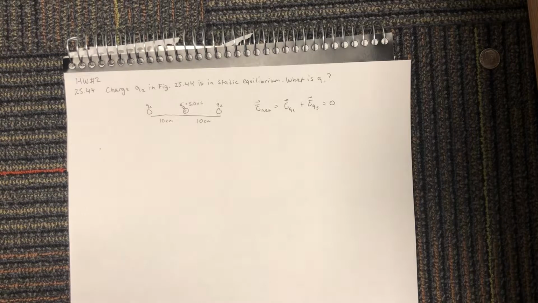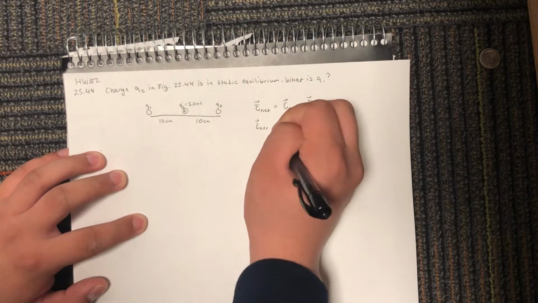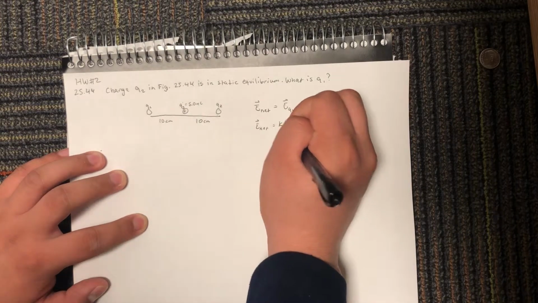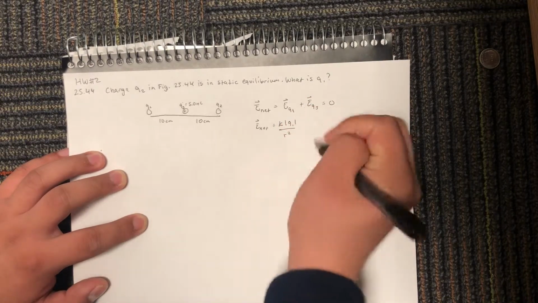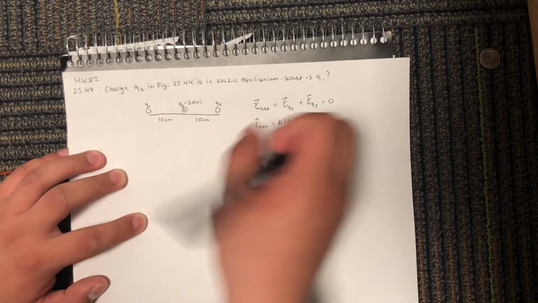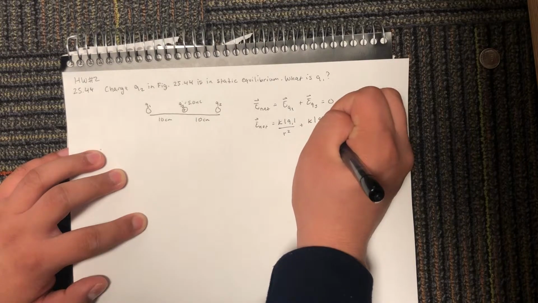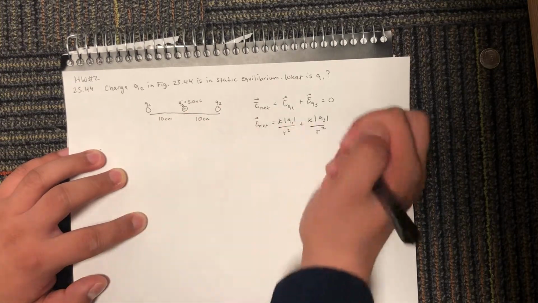And from our knowledge in physics 6C, we have our equations of electric field, which can be rewritten as the E net of Q2 is equal to the K constant times the absolute value of Q1 charge divided by R squared from Q1 to Q2, plus the K constant times the absolute value of Q3 over R squared from Q3 to Q2, which is equal to 0.